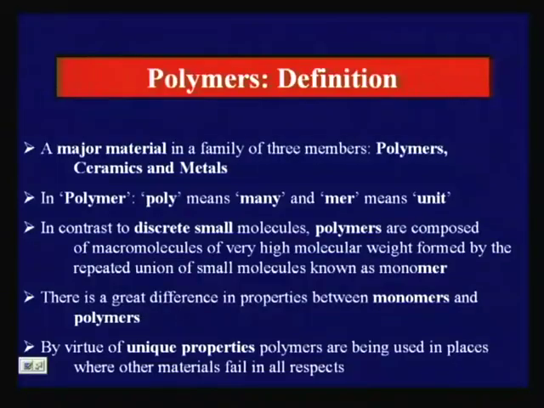Now, from here you can see the word polymer. If you break this word into two parts, it is poly and mer. Poly means many and mer means units. In contrast to discrete molecules, polymers are composed of macromolecules of very high molecular weight formed by the repeated union of small molecules known as monomers.